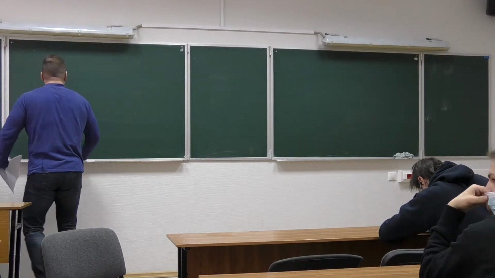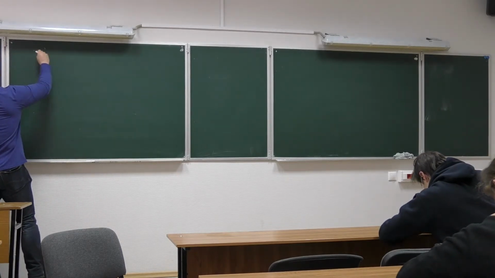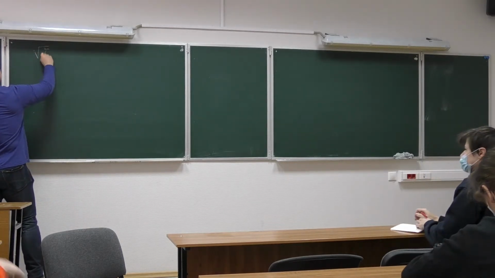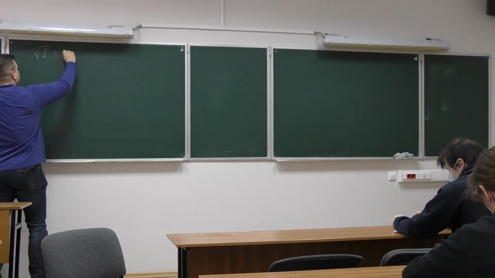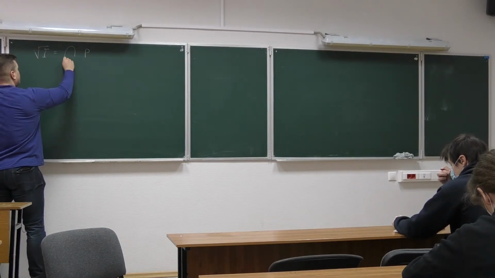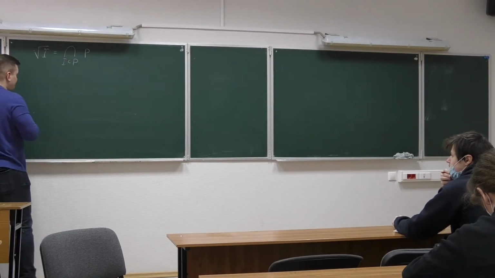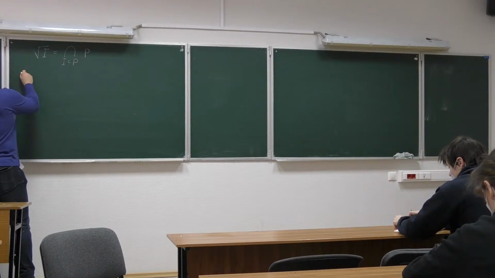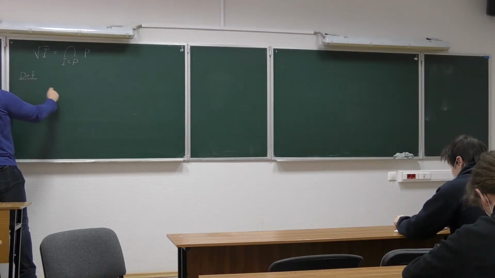Okay, so last time we finished with the following observation, that if you take the radical of any ideal, this is the same thing as the intersection of all prime ideals that contain this given ideal I. So then we can give the following definition.